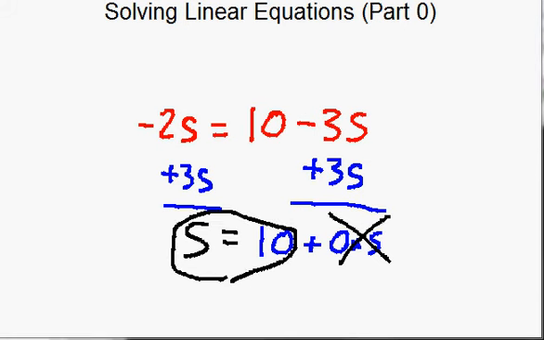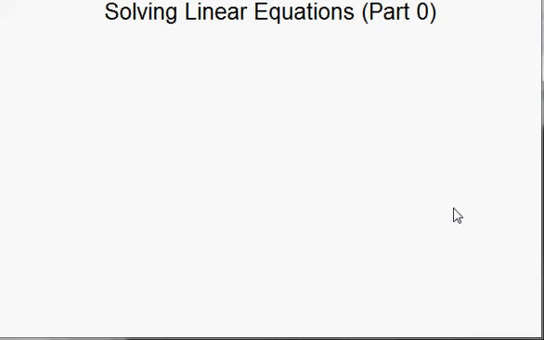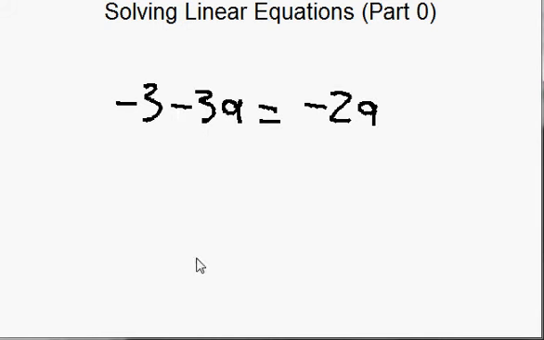Let's do one more here before we say time to go to bed, because it's actually after 9. So suppose we have negative 3 minus 3a equals negative 2a. And I want to know, what does a equal? All right. So Bonnie, which side do you want to get the a's onto? The right. Okay. Choose the right.